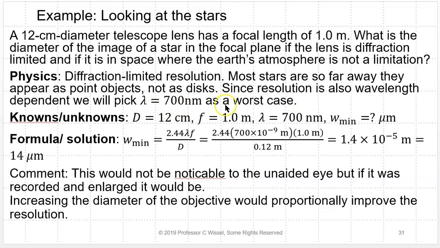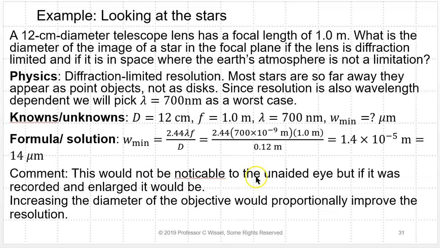We have a units nightmare here. We want to get all the units to the same units. So the formula would be W min equals 2.44 lambda F over D. So it's 2.44 times 700 times 10 to minus 9 meters times 1 meter divided by 0.12 meters. Ends up being 14 microns.